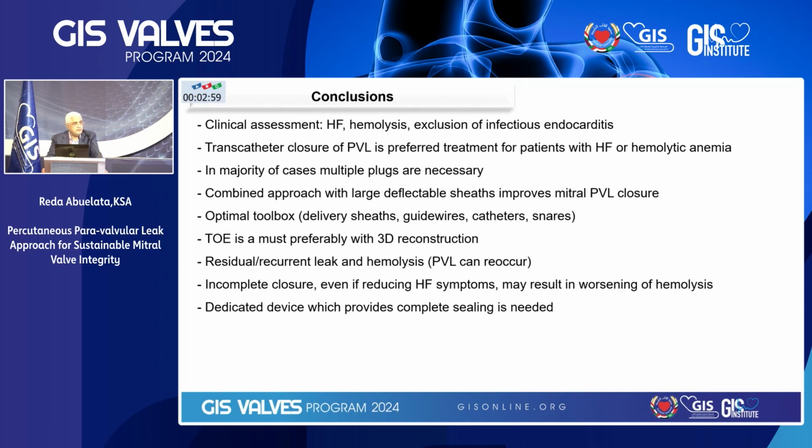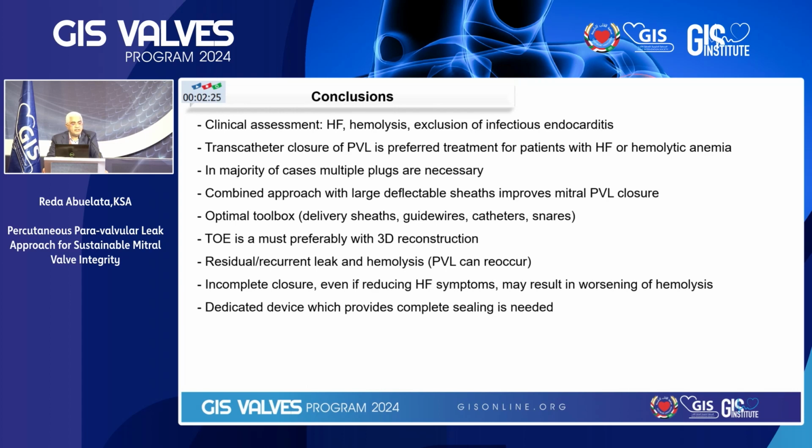We have to think about paravalvular leak first, specifically if we have pulmonary hypertension, heart failure, or hemolysis. To start with, excluding endocarditis is the starting point. Number 2 is transcatheter closure. It's preferred for the patient with heart failure or hemolysis, because when we compare the risk of surgery with the safety of paravalvular leak closure, we have to consider what is best for the patient.